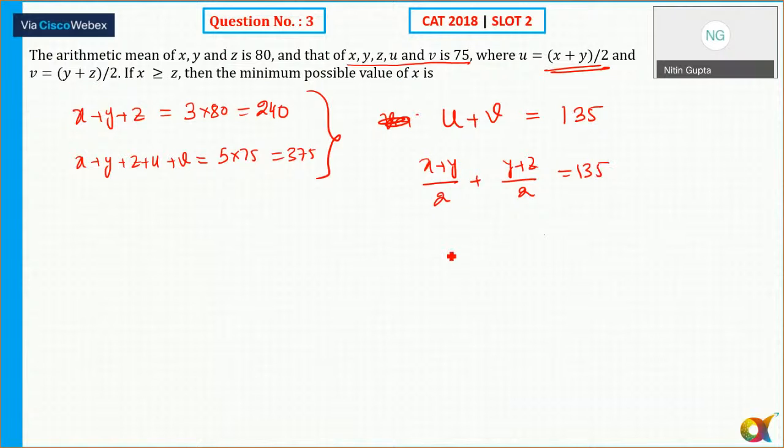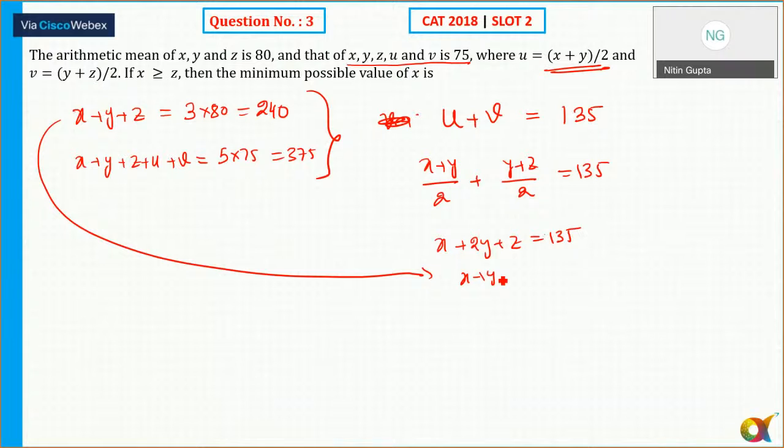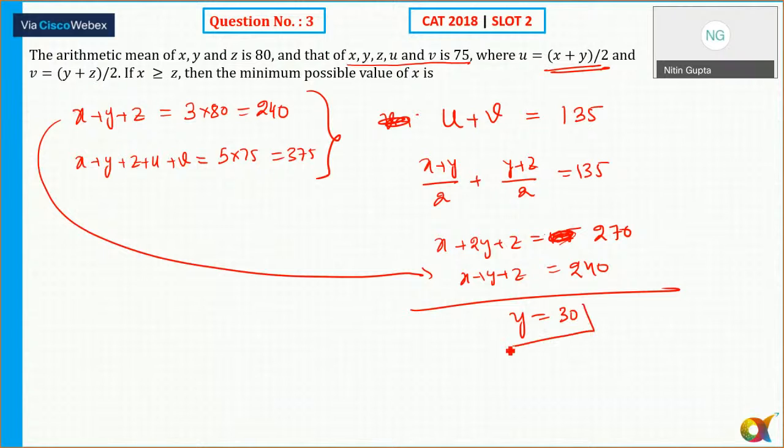So I'll get the value equal to 35. From here, we know that x plus y plus z is equal to 240. Sorry, u plus v is equal to 135. So cross multiply, 270, and x plus y plus z is equal to 240. Take the difference. If I take the difference, I'll get y is equal to 30. So if y is equal to 30, substitute it back, I'll get x plus z is equal to 210.